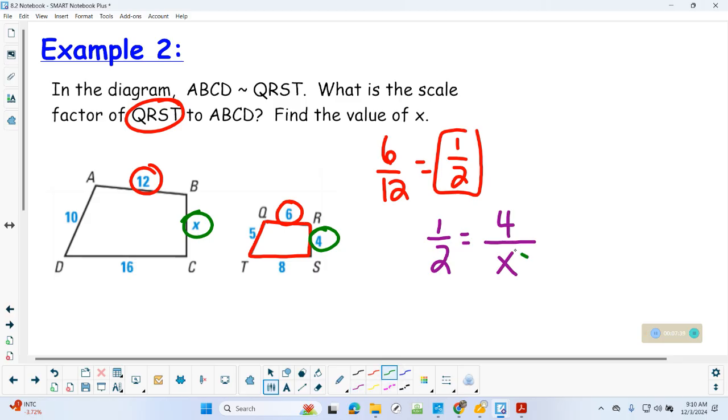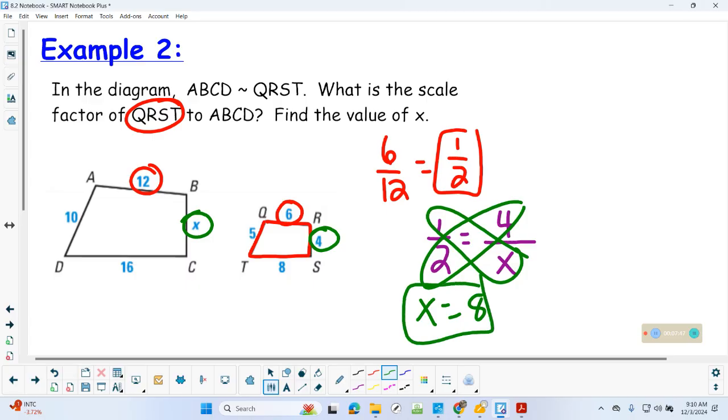Little cross products, we got this. 1 times x, 2 times 4, and we're done. I like a nice easy problem. So again, super easy, just if you start with the small one, keep with the small one. Common sense, right?